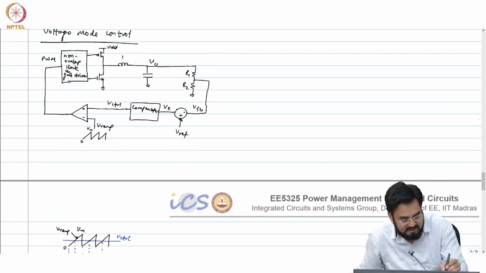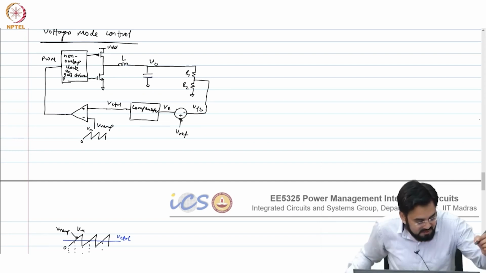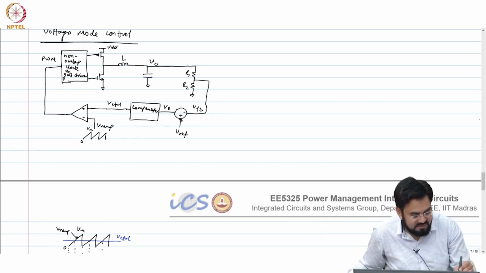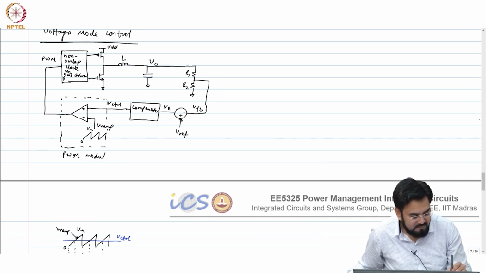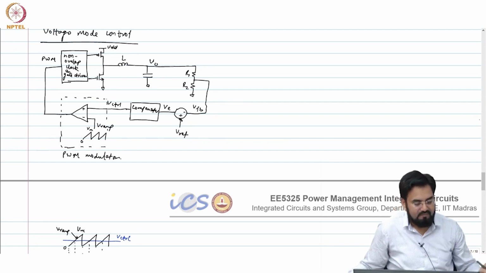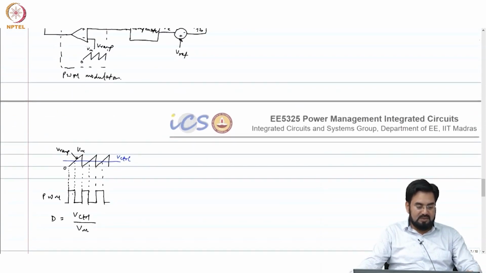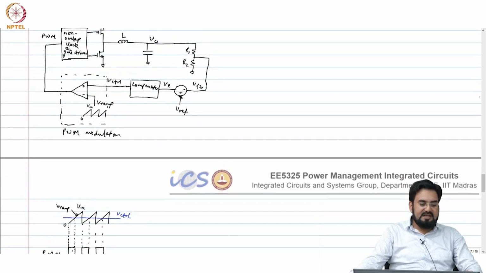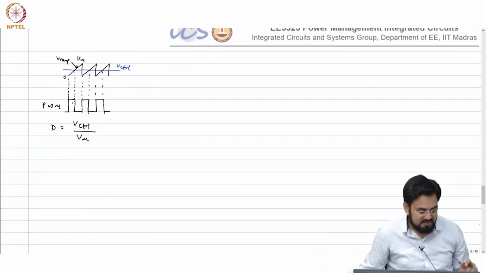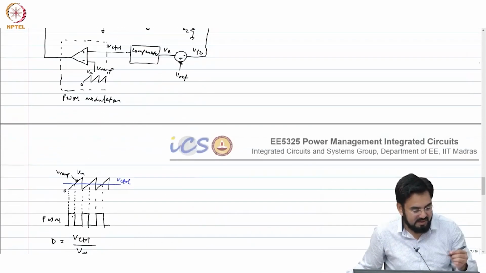We model the power stage and this PWM modulator or PWM generator. So this is called the PWM modulator. Which means your duty cycle is controlled by the voltage here, which is the control voltage, VCTRL. So, let us see what happens in the current mode.